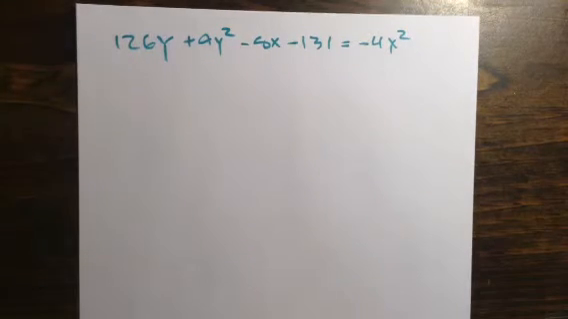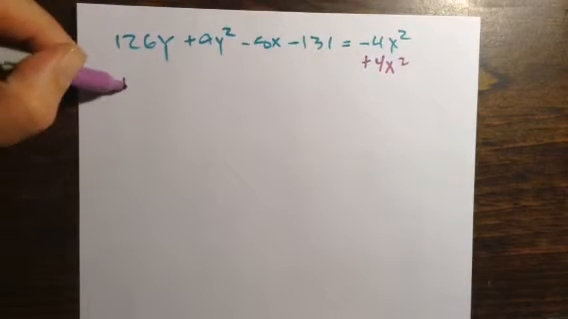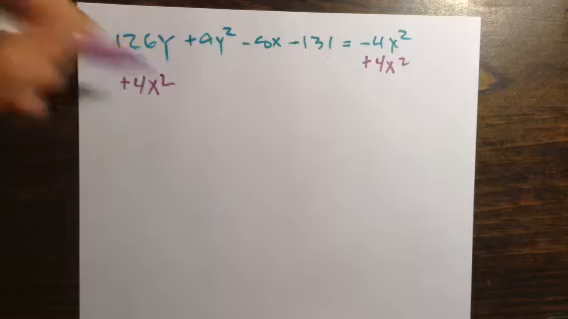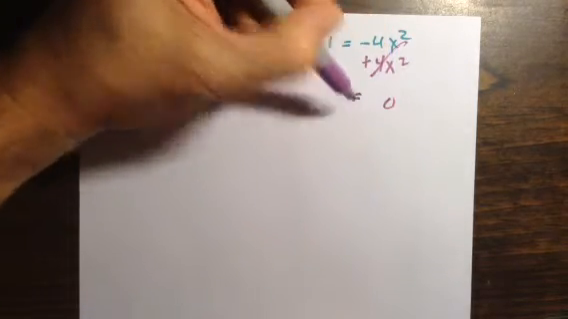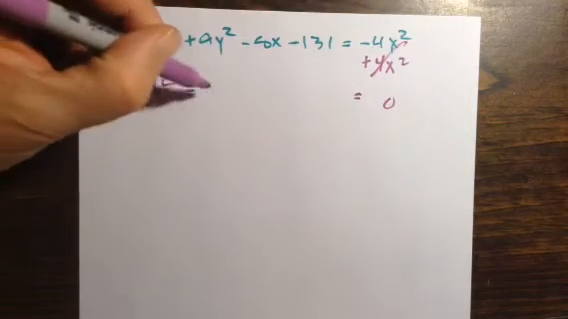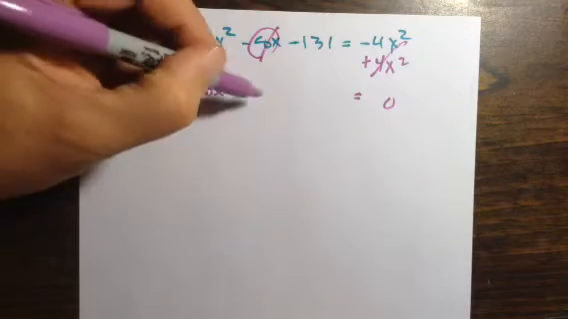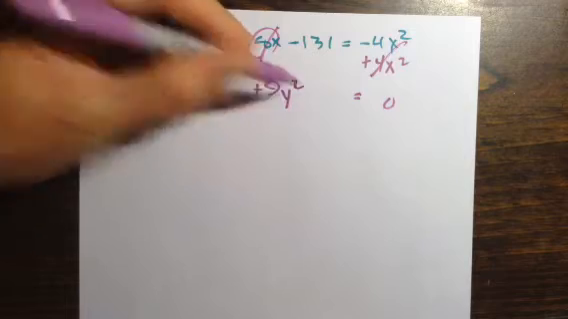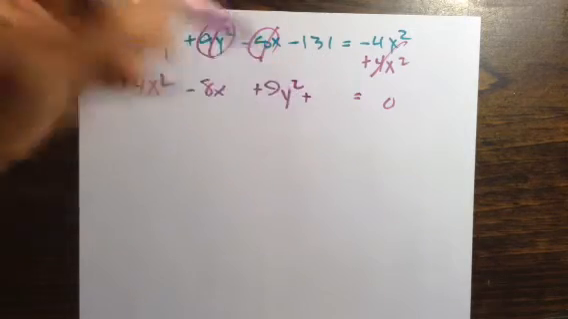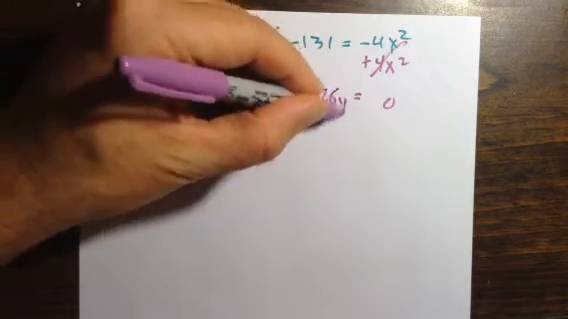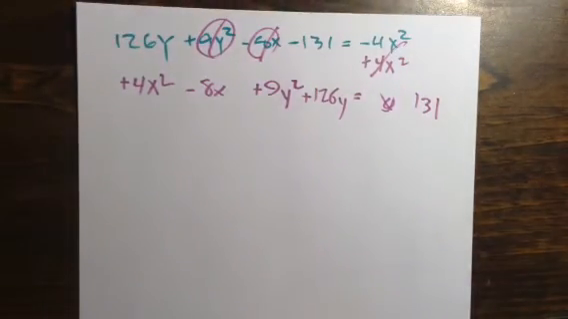Just takes a minute. Okay, so step one, let's move some stuff around. When they do this, they're really just trying to be mean to you. You want to make this look more like we want to do the math here. So 4x squared, I'm going to keep that minus 8x right here, plus 9y squared plus 126y. I'm going to add 131 over. Okay, does that make sense?